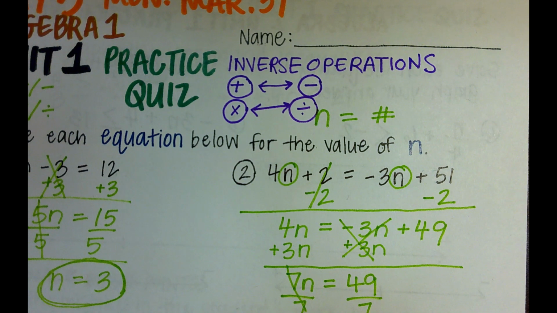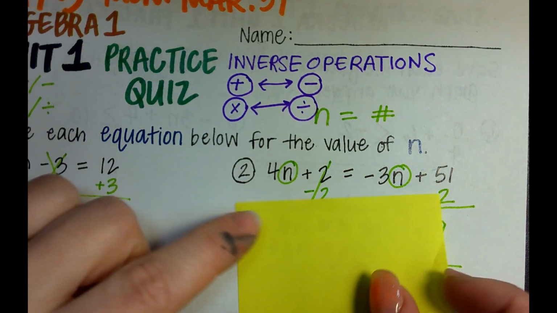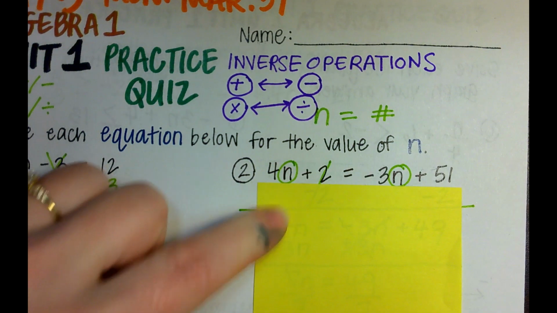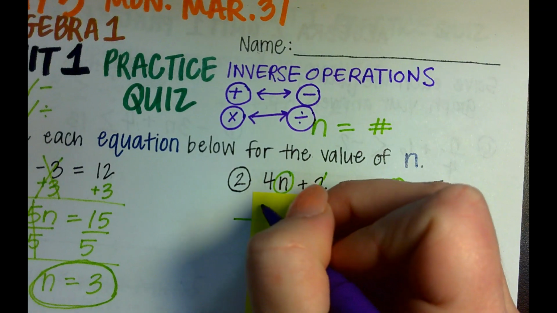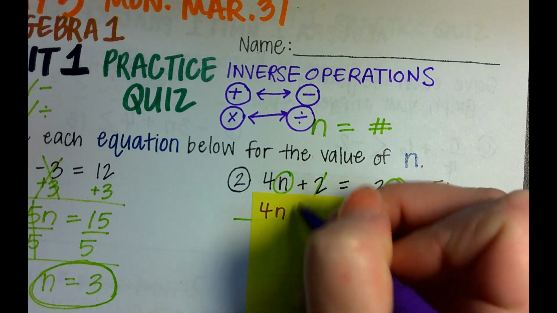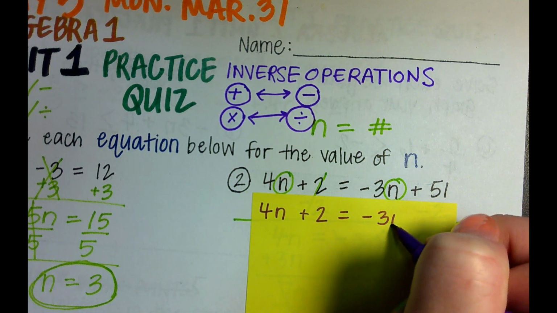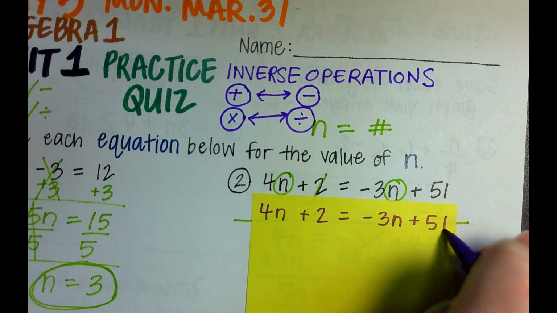So, starting back from the very beginning, I'm going to actually just rewrite the problem so that we're not looking ahead. 4n plus 2 equals negative 3n plus 51. Okay.